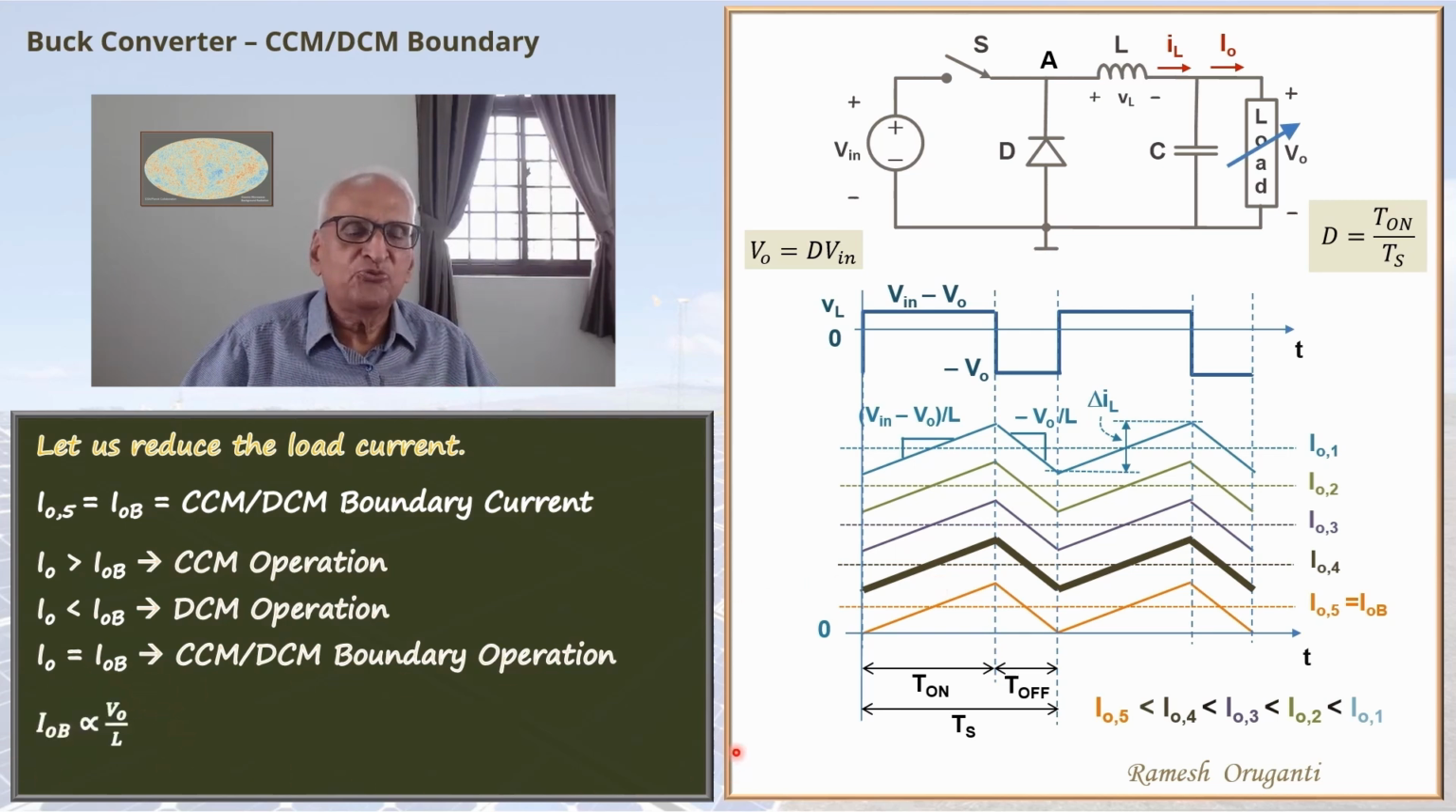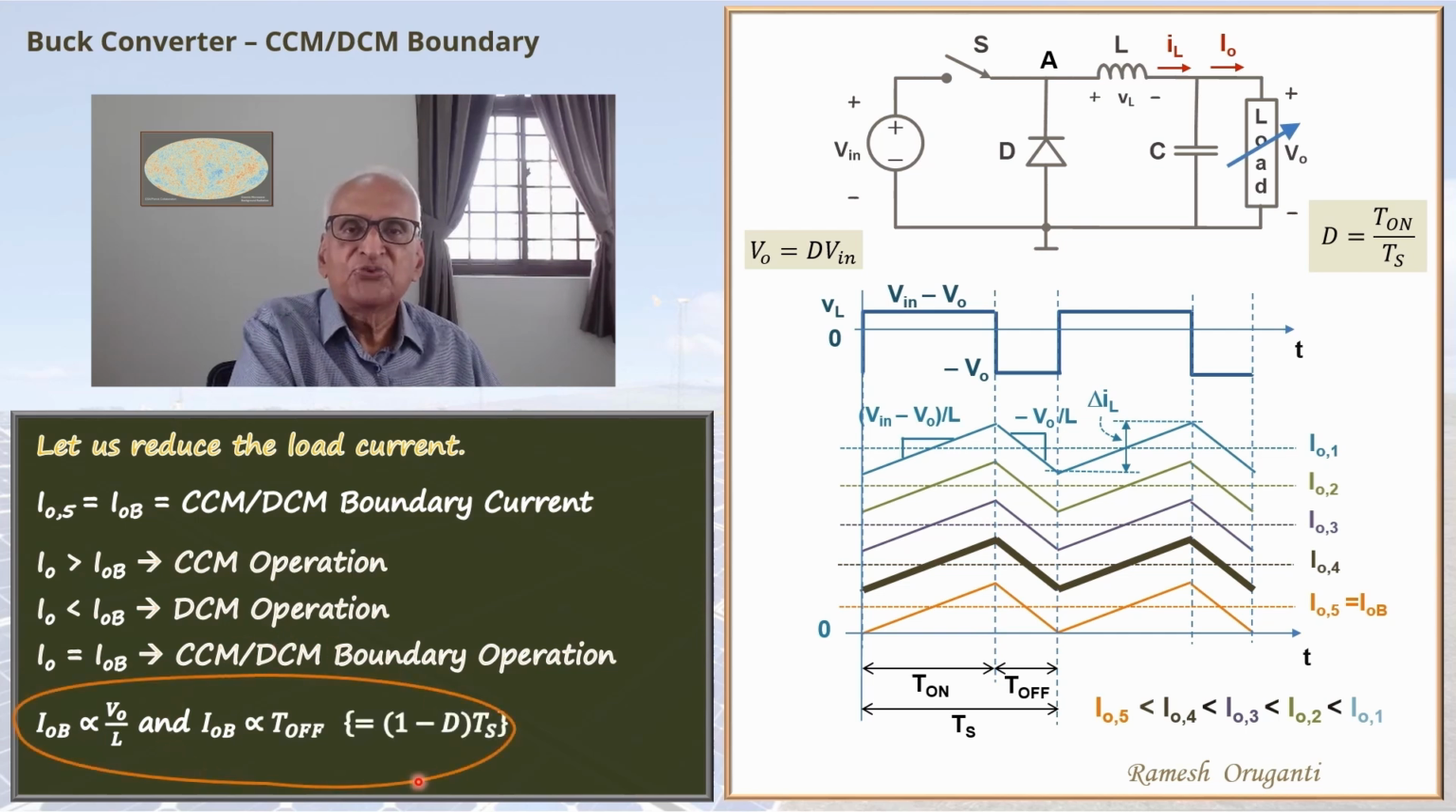Another factor that will influence is the T-off interval. If the T-off interval, again focus on the I04 waveform, happens to be larger, then the downward slope is more likely to come and hit zero. So even from a higher current, you can come down and hit zero if T-off interval is larger. T-off interval is 1 minus d Ts. So IOB intuitively is proportional to T-off, which is 1 minus dTs.